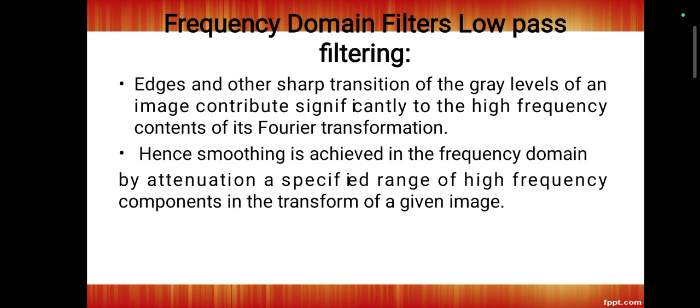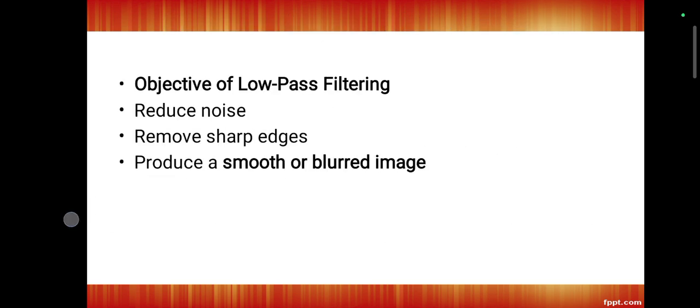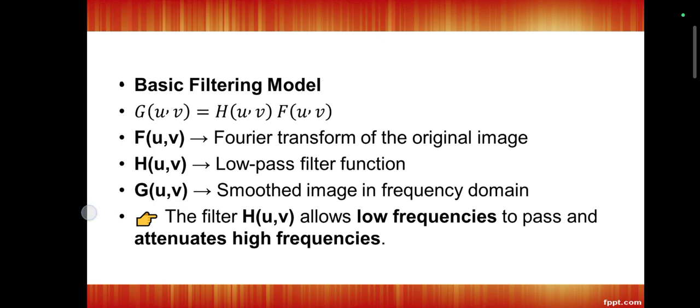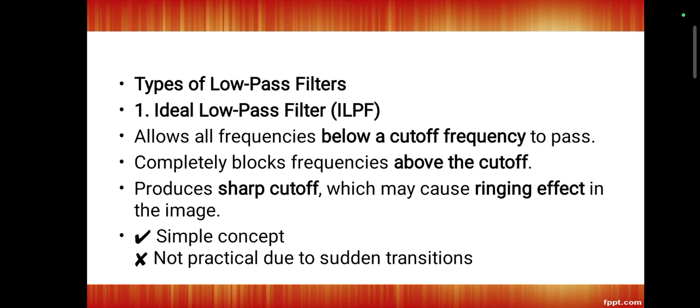In frequency domain low pass filtering, edges and other sharp transitions of gray levels of an image contribute significantly to the high frequency components of the Fourier transform. Hence, smoothing is achieved in the frequency domain by attenuating a specified range of high frequency components. See, the basic model is G(u,v) equal to H(u,v) times F(u,v). The objective of low pass filtering is to reduce noise, remove sharp edges and produce a smooth or blurred image. The type is the ideal low pass filter.